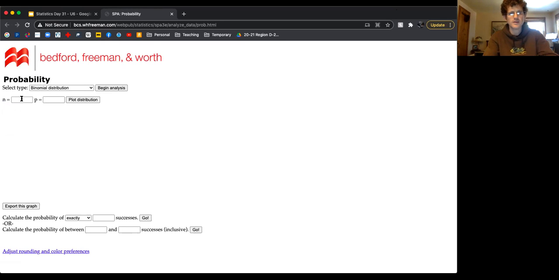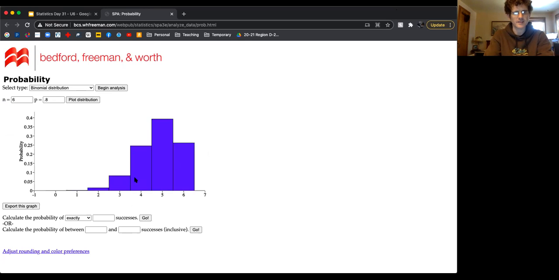Okay, so let's go to the archer who has a 0.8 probability of hitting the bullseye. And we can see there's about a 39% chance she gets 5 successes out of 6. Now this graph, you can see it is unimodal, but it is not symmetric, it is skewed.